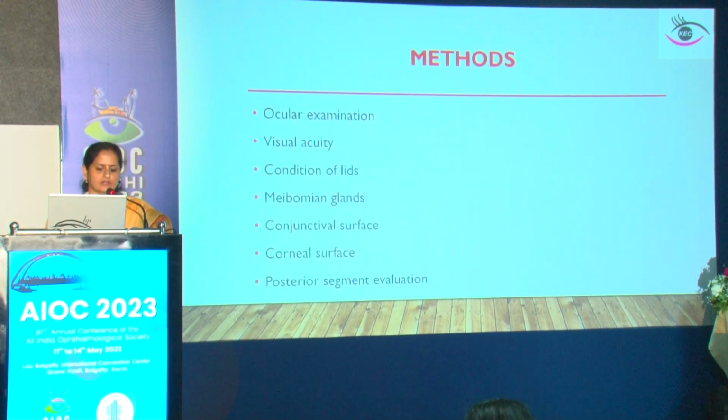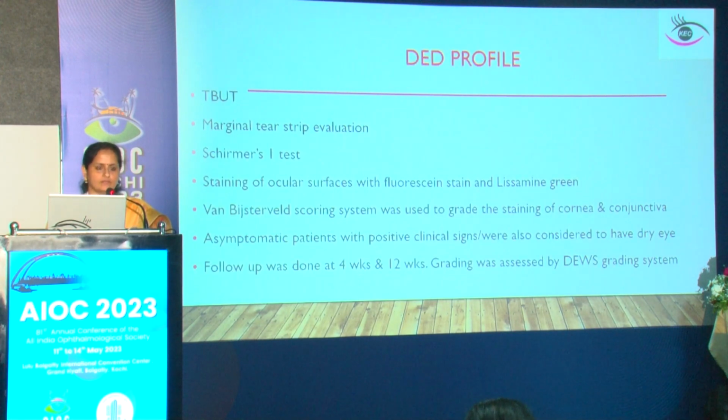The examination included visual acuity, condition of lids, meibomian glands, conjunctival surface and corneal surface, and posterior segment evaluation. The dry eye disease tests included breakup time, marginal tear strip evaluation, Schirmer's 1, and staining with fluorescein and lissamine green stain. The Van Bijsterveld scoring system was used to assess the staining of the ocular surface. Even asymptomatic patients with positive clinical signs were considered to have dry eye. The follow-up was done at 1 and 3 months.